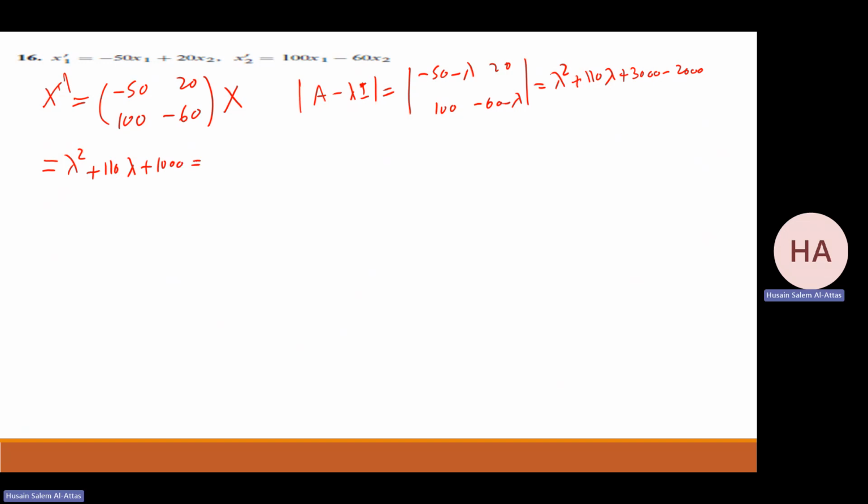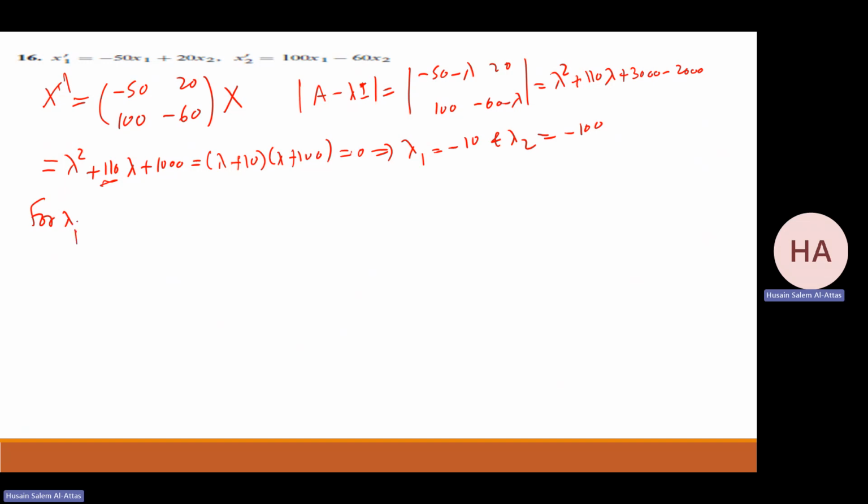And that I can factor as lambda plus 10 times lambda plus 100 equals 0. So lambda 1 equals minus 10, and lambda 2 equals minus 100. Good. Second degree, it will be easy to deal with.